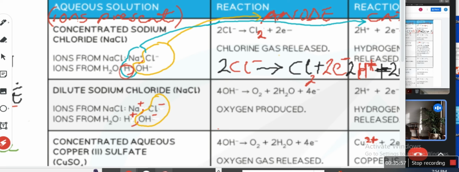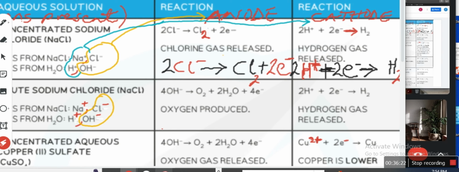for positive ions, it is usually its position in the reactivity series. So sodium and hydrogen, which one is lower in the reactivity series? Hydrogen. That's why hydrogen is preferred, discharged.